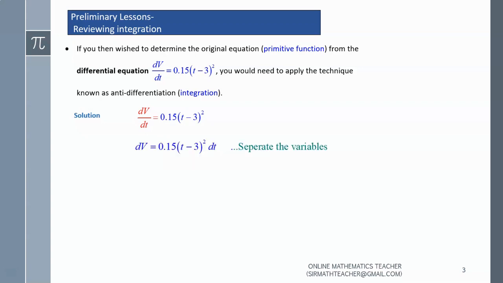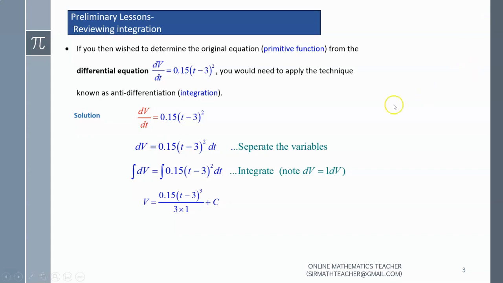We then need to separate the variables. So we multiply both sides by dt. We then integrate the left-hand side in terms of v and the right-hand side in terms of t. Note that dv is equal to 1 lot of dv. So our left-hand side will turn into v, and our right-hand side is applying the chain rule of integration. So we add 1 to our power of 2. We divide by that as well. So the power of 2 becomes the power of 3. We also divide by the 3. The 1 here is because the derivative of t is 1, so we're also dividing by that.